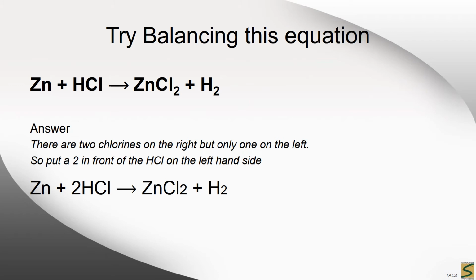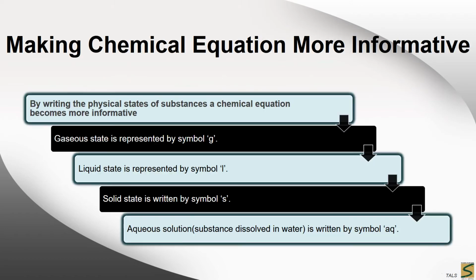If you now count the number of atoms, be it zinc or hydrogen or chlorine, all of them will be the same both on the reactant side and on the product side. Therefore, this reaction is balanced. You can also try various reactions.